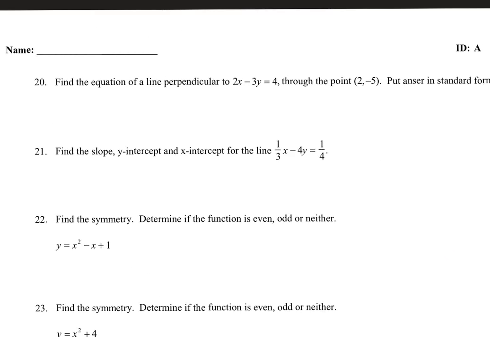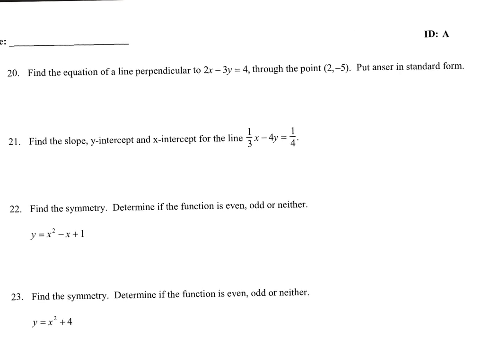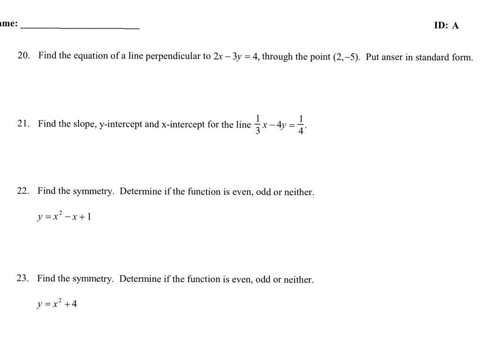Okay, 20 says find the equation of a line perpendicular to this line through a point, and put your answer in standard form. The first thing we have to do, and the only thing you want to take from that first equation, is its slope. A shortcut here: negative a over b is negative 2 over negative 3, which is 2/3. That's the original slope. The slope of a perpendicular line would be the opposite reciprocal, so my slope would be negative 3/2, and then here's my point.